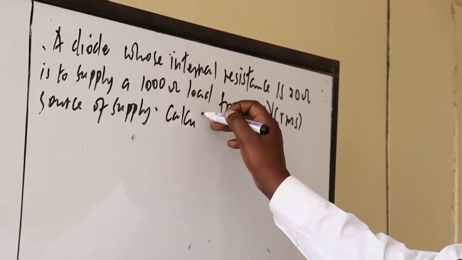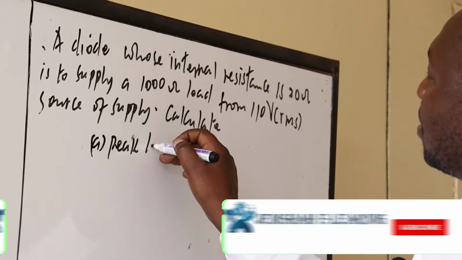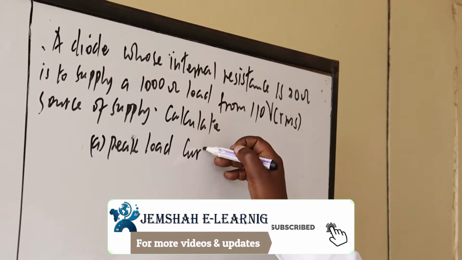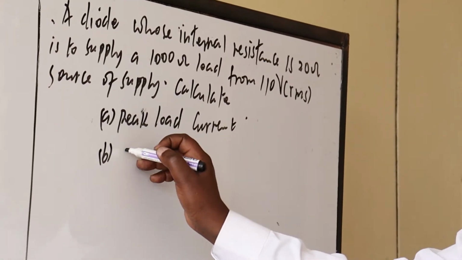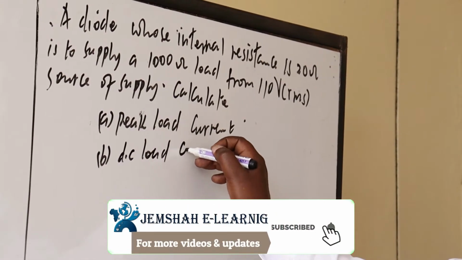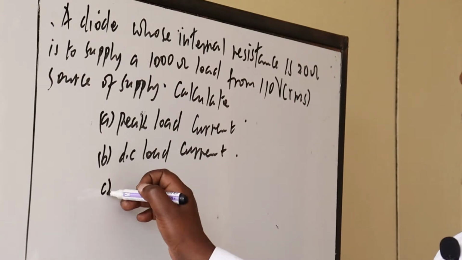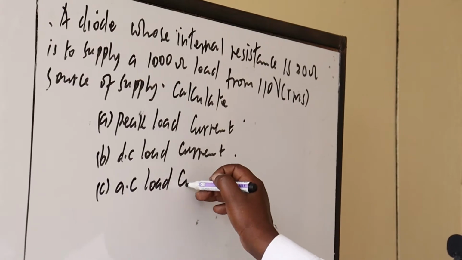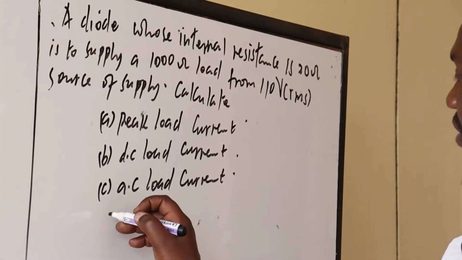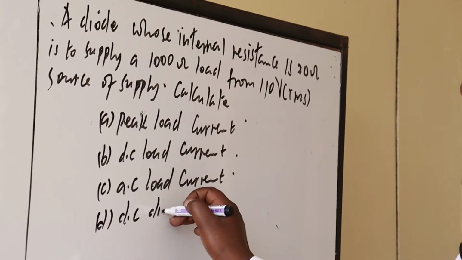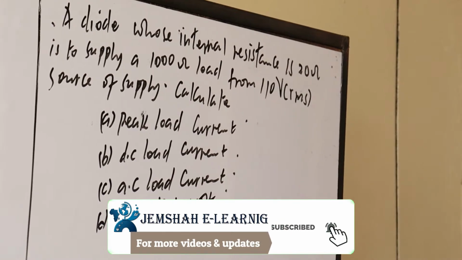Calculate: first one, A, the peak load current; B, DC load current; we also have AC load current; then we have DC diode voltage.